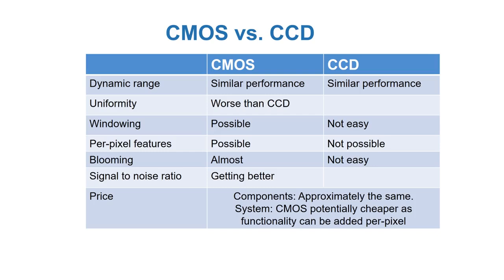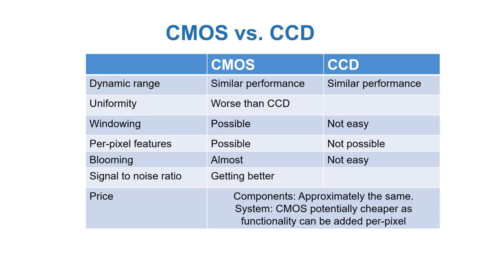Finally, price. On a component level, the costs should be comparable. On a systems level, CMOS is potentially cheaper for several reasons, not the least that functionality can be added on a pixel level, which may require more processing in the pixels, but you don't need it externally. As you can understand, the benefits of CMOS are significant today. Most, if not all, automotive applications use CMOS sensors today.